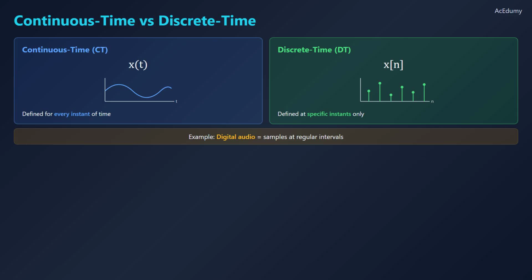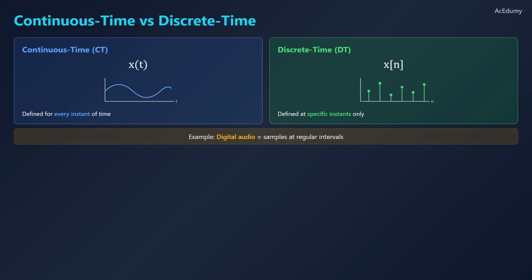Signals come in two basic forms: continuous time signals and discrete time signals. A continuous time signal is defined for every instant of time. The signal itself may have discontinuities, like a square wave, but the time variable is continuous. We denote continuous time signals as x(t).